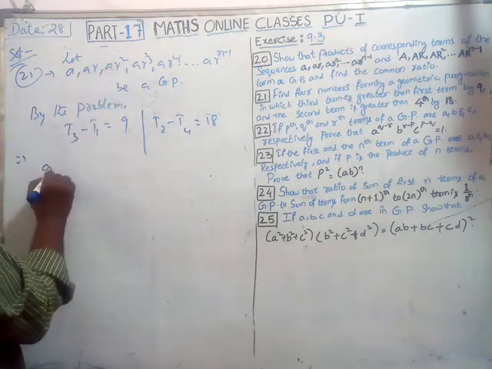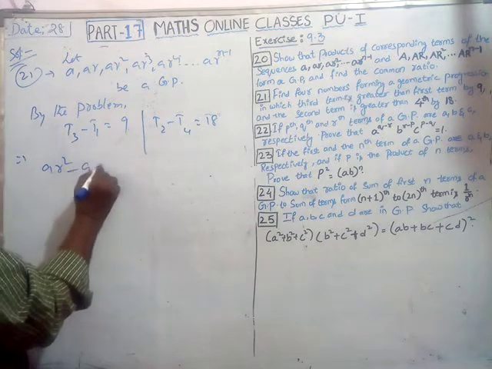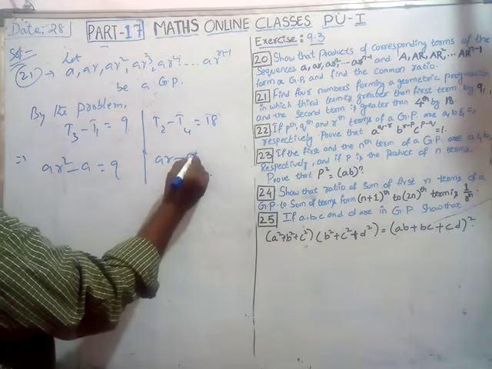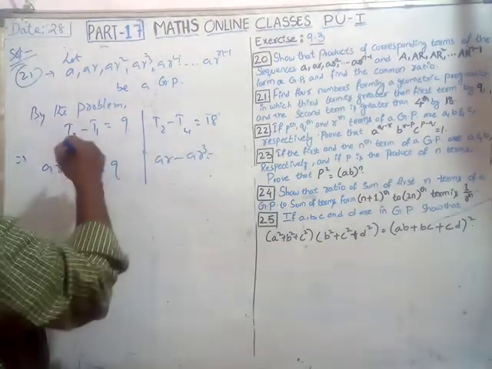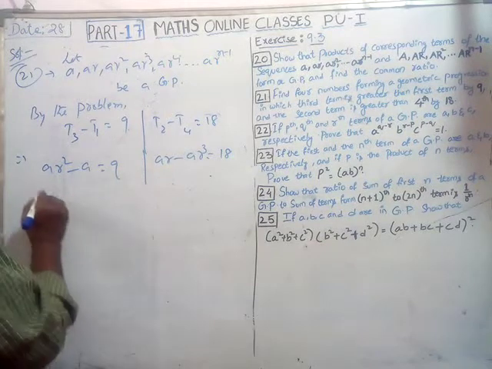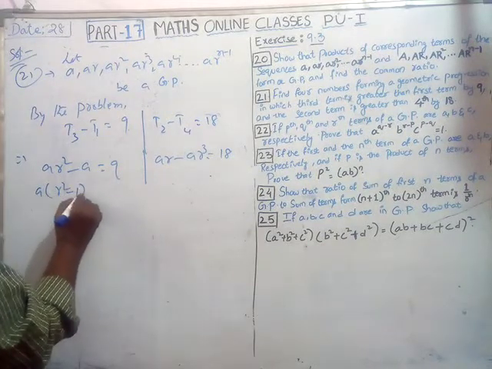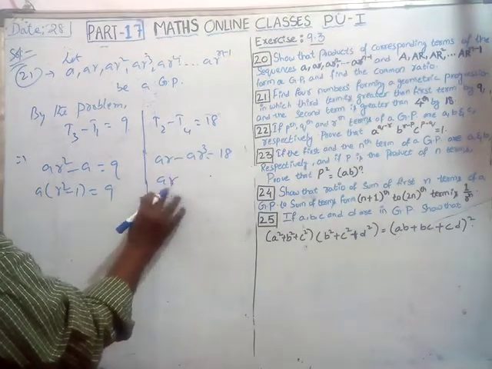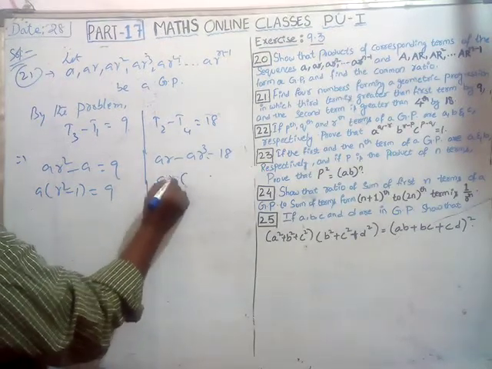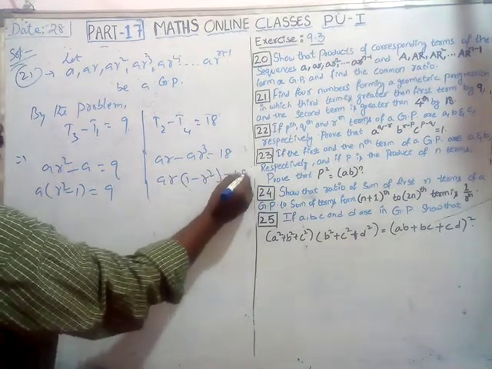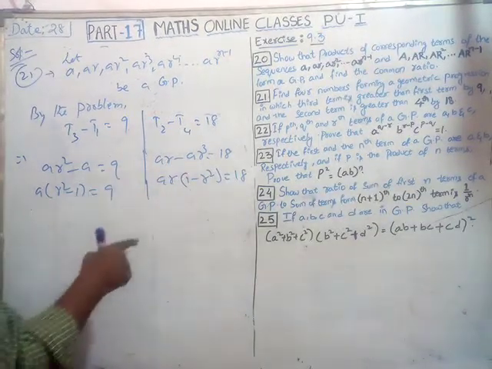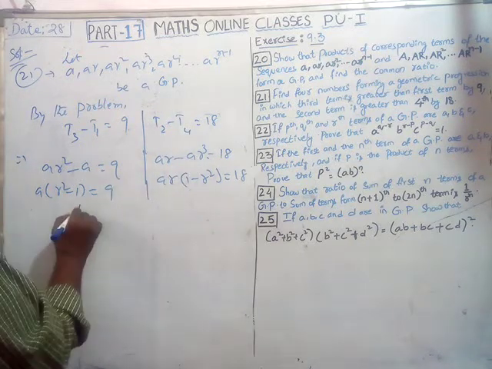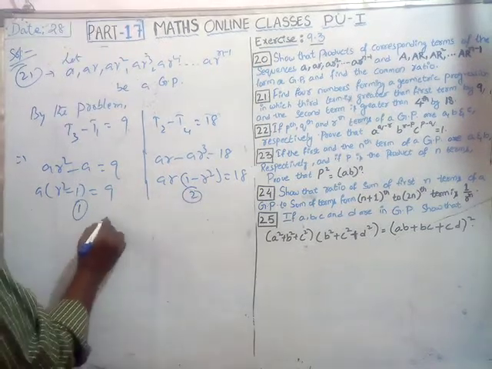T3 means ar square, T1 means a, so ar square minus a is 9. And here it is ar minus ar cube, T4 means ar cube, is equal to 18. It is a of r square minus 1 is equal to 9, whereas here also ar of 1 minus r square is equal to 18. A is common, r also common. In ar cube, if r comes out, r square is there. So it is 1 and it is 2.